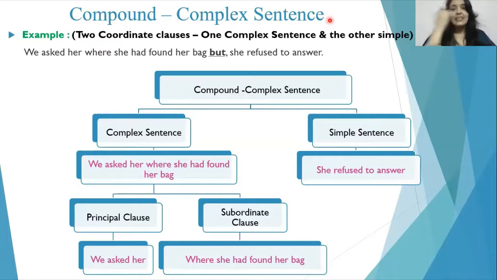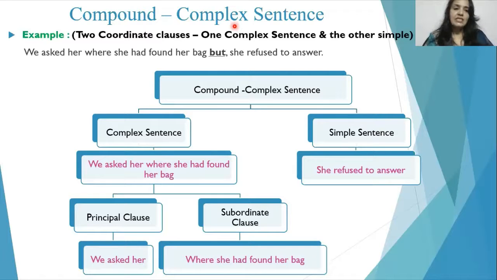Yes, the next category is the compound complex sentence. So yes, dear students, the exceptions are everywhere. Generally, there are three types of sentences: simple, complex, and compound. This is the fourth category I have prepared for you. Why? Because sometimes when an objective test or objective paper is there, there are 4 categories: simple, complex, compound, and compound complex sentence. So you must not be confused.